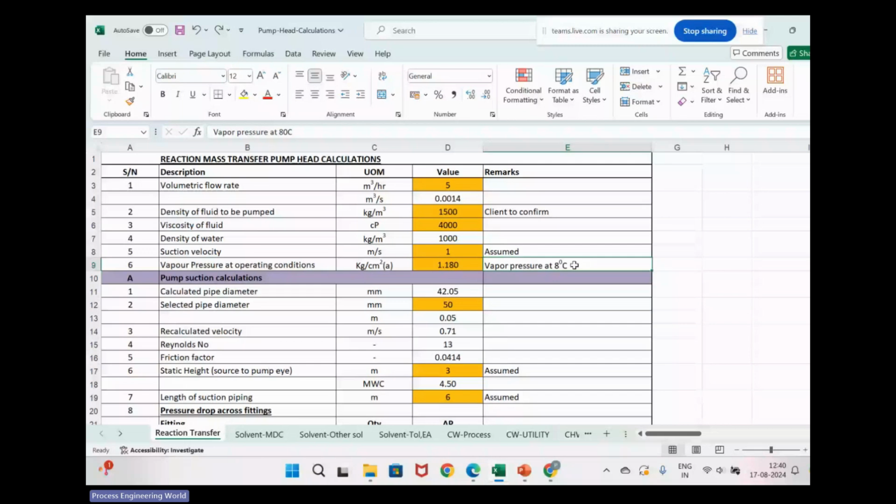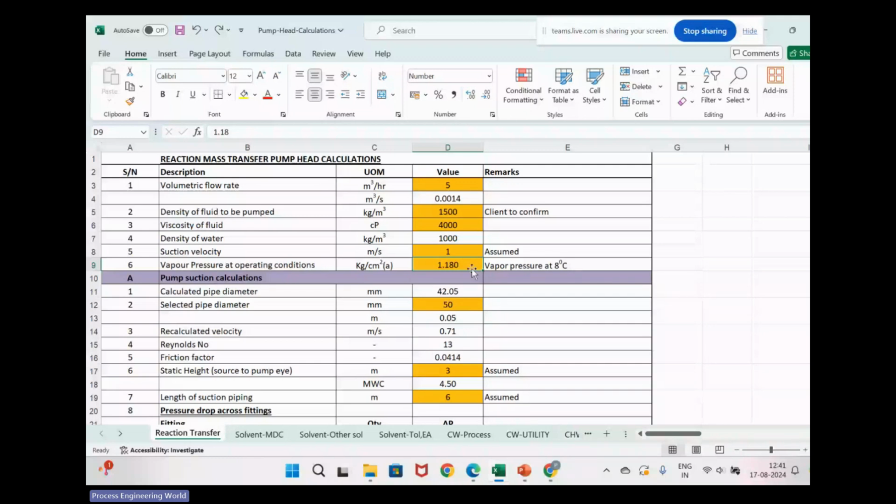So let's say it's 1.18 kg per centimeter square, and in brackets it denotes absolute. So it is absolute pressure. Kg per centimeter square is close to bar: 1 kg per centimeter square is equal to 1.013 bar. So it can be taken as the same as bar. So we have taken 1.180 kg per centimeter square absolute.